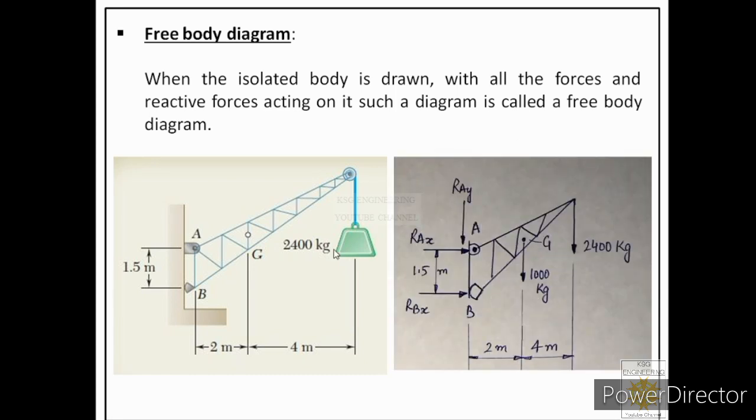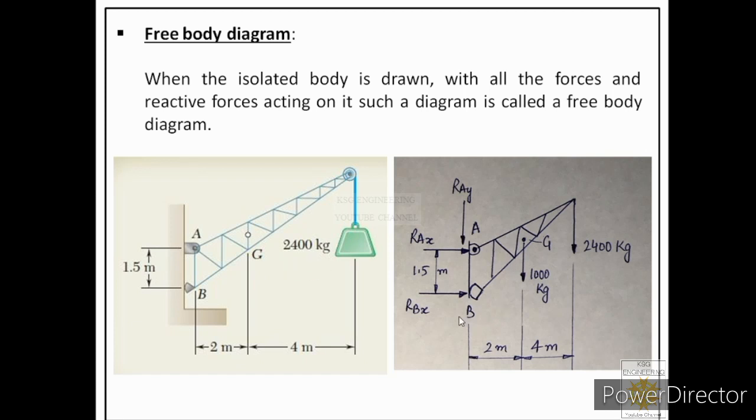So over here one example is shown. This is the question given to us. You can see it is related to a crane which is supported at two ends, at end A and at end B, and the crane is lifting some weight. Now, if we have to draw the free body diagram of this particular situation, then in that diagram, we have to represent the bodies involved and all the reactive and active forces.